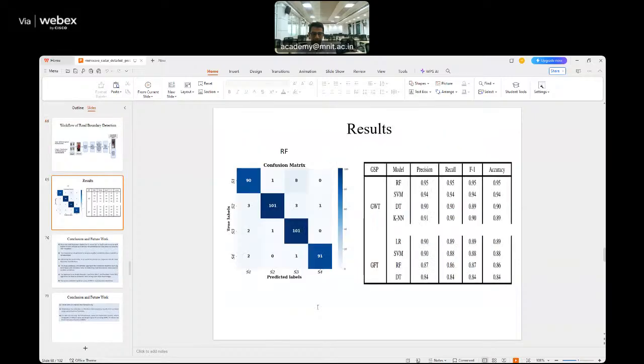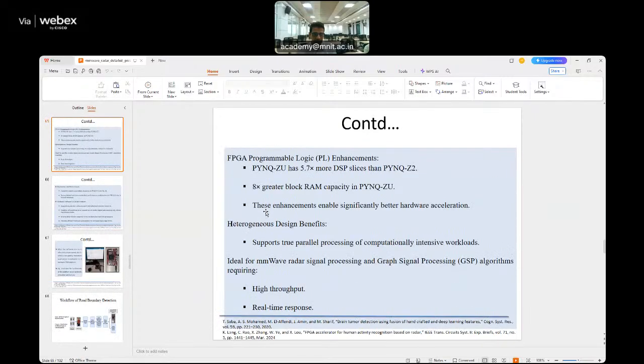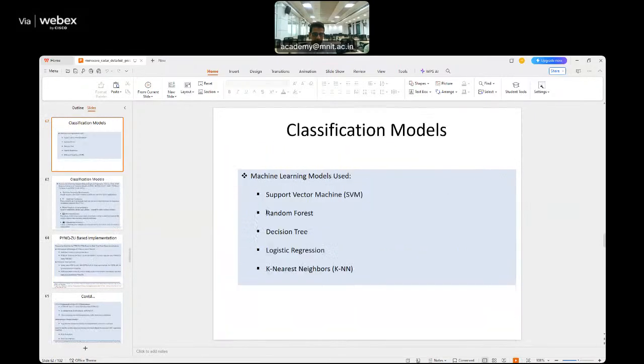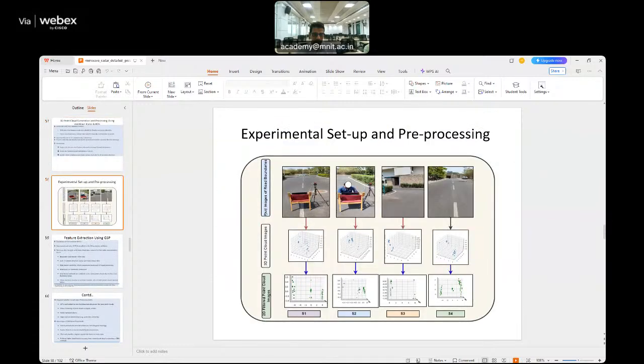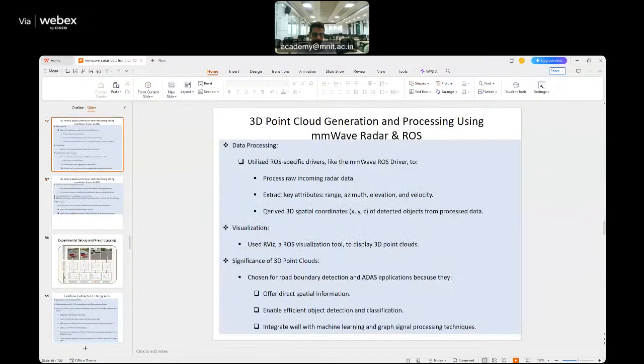Let me explain. I am seeing this as a confusion matrix. So what we are saying here, you see it again. First we need to understand what is this S1, S2, S3.